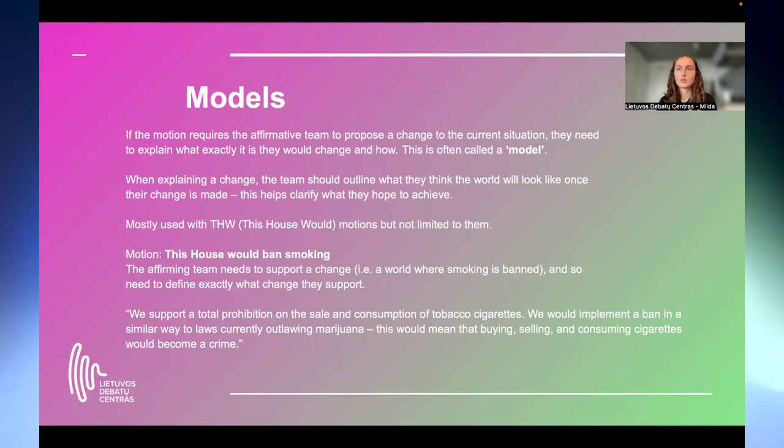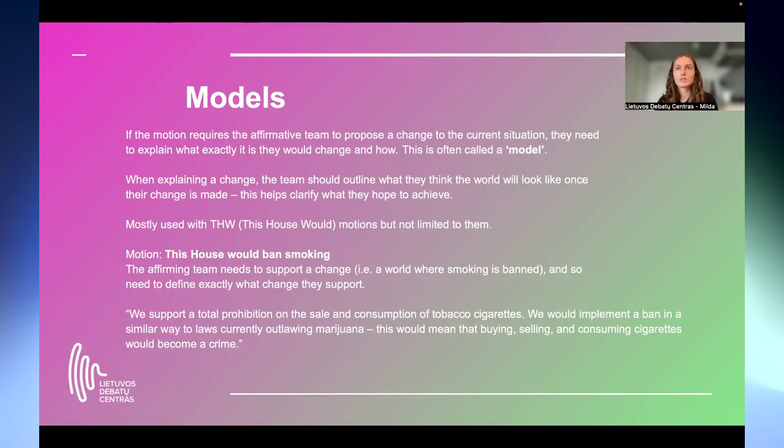If it's This House Believes That, sometimes you definitely need a model. And you have to sort of feel it out. If intuitively you think that the motion is proposing a change or needs extra explanation of how that change would enact, having a model is quite beneficial to you. Let's see the motion, This House Would ban smoking, as an example. So here, a model is quite beneficial.